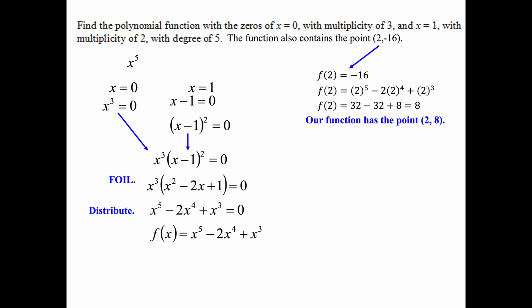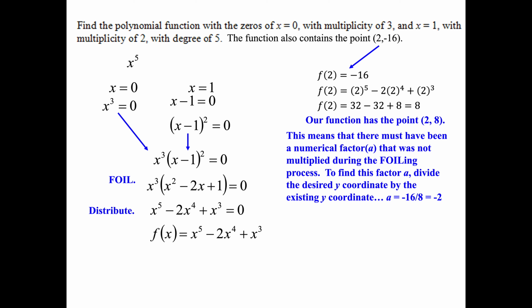So this, if you will, is not my function. There's something missing. How do we get to negative 16? Well, when this happens, this means that there must have been a numerical factor, a, that's usually that leading coefficient in front of our x to the fifth, that was not multiplied during the FOILing process. So over here, there must have been a number multiplied to this x cubed that had to be distributed to get to this negative 16 that they want.